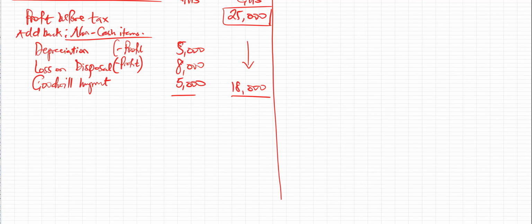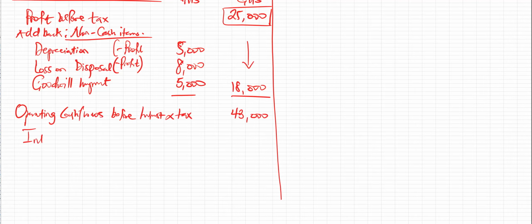So this is what? Operating cash flows before interest and tax. Okay, it's like profit before interest and tax. So you said it's what? 43,000. Then we have interest paid, not the interest payable, the actual interest paid.